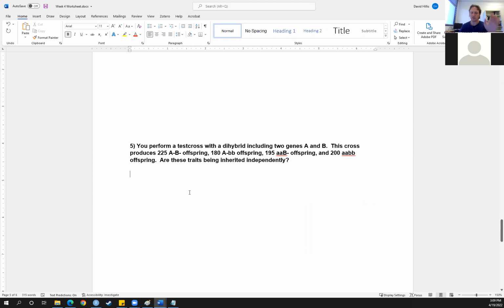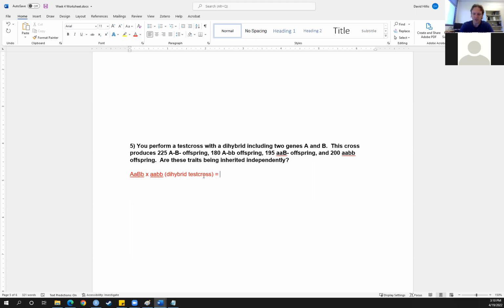Our test cross with a dihybrid, we're still going to have our dihybrid, but we're going to cross it with a tester, which will be the homozygous recessive. Our tester will always be homozygous recessive. And this will be our dihybrid test cross.